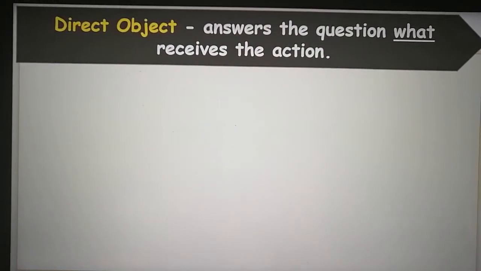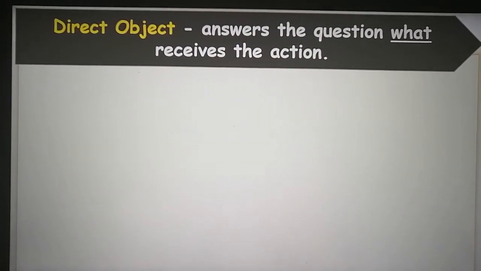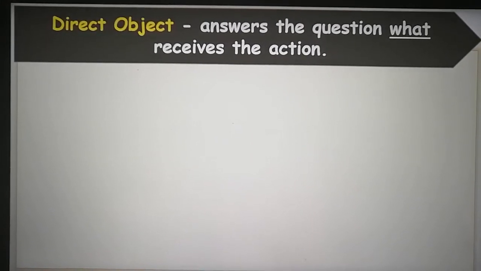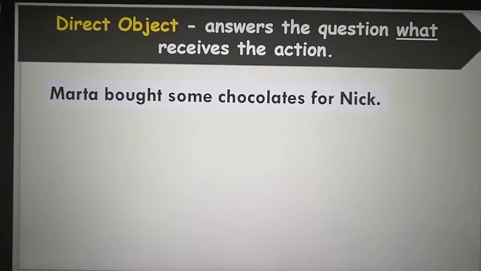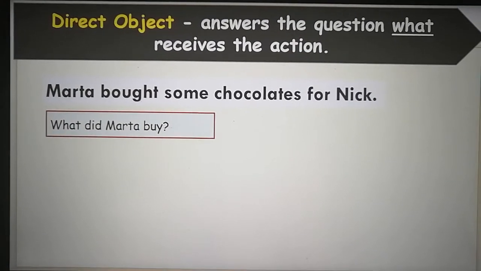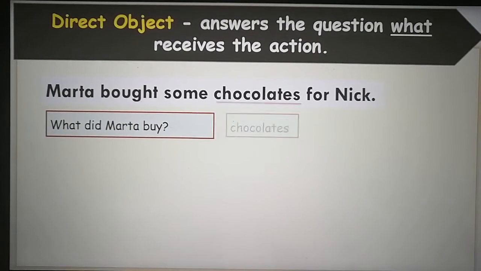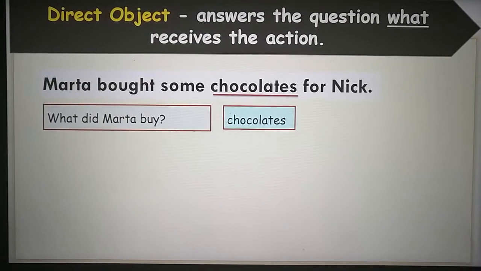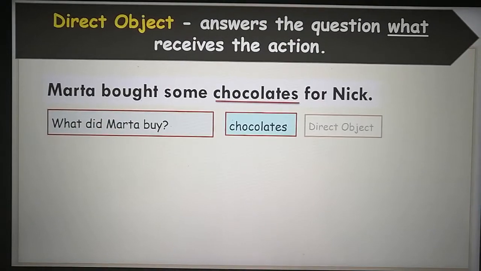Let's talk about direct object. It answers the question, what receives the action? Example: Martha bought some chocolates for Nick. What did Martha buy? She bought chocolates. Then chocolates is the direct object.